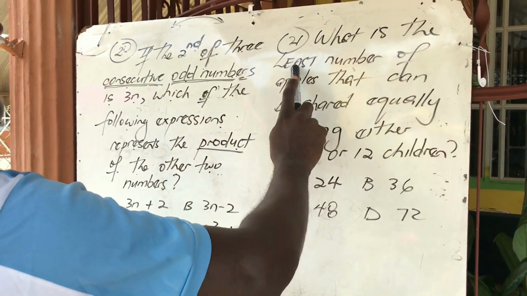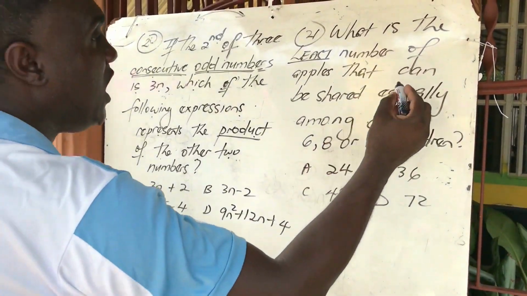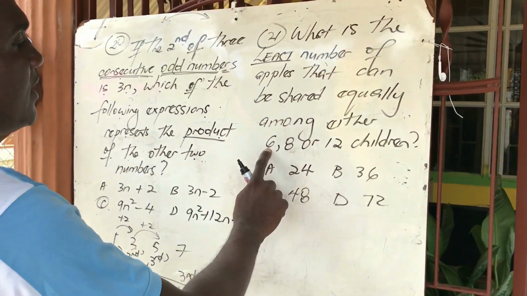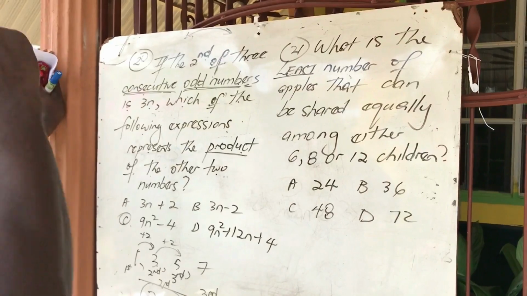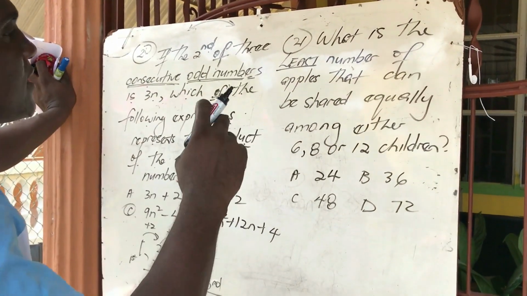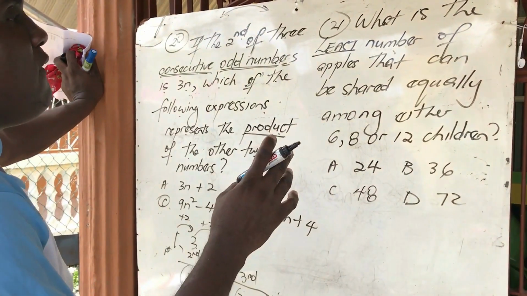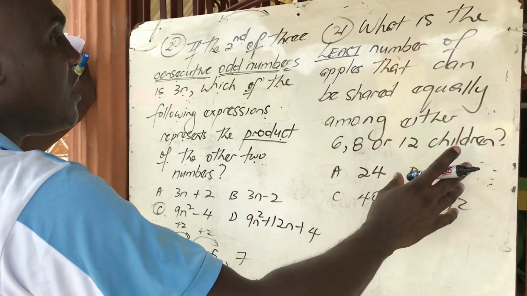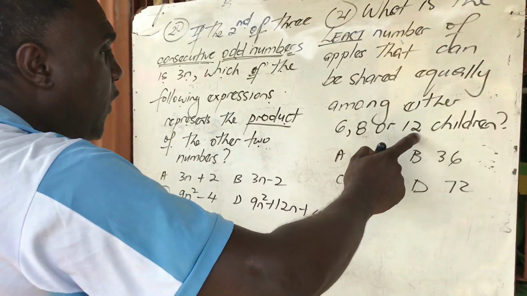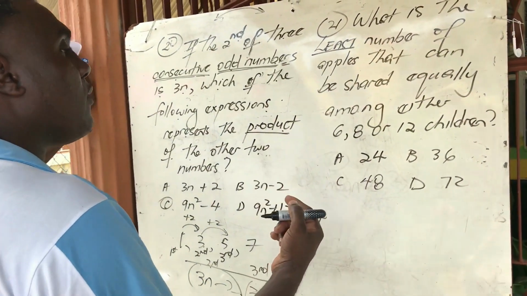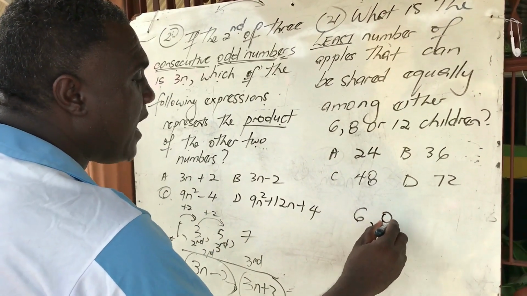Now, what is the least number of apples that can be shared equally among either 6, 8, or 12 children? As soon as you see this question and you see least, what should come to your mind is, okay, lowest common multiple. In other words, what is the smallest number of apples that can be shared equally among whether you have 6 children, 8 children, or 12 children. Now what this simply requires is for you to find the LCM of 6, 8, and 12. So what you do, you write down 6, 8, 12.